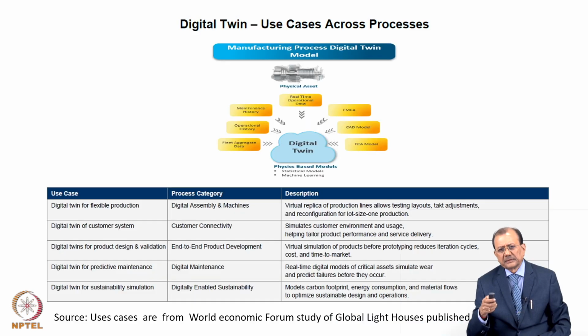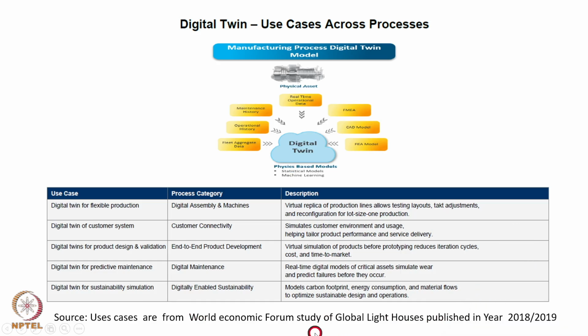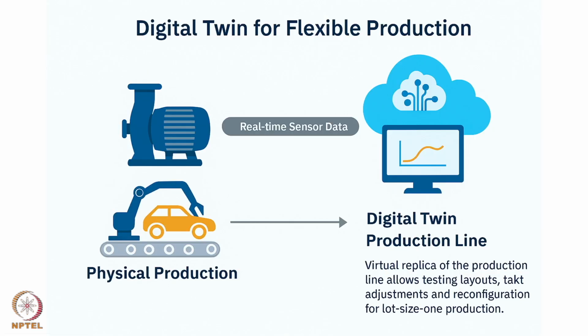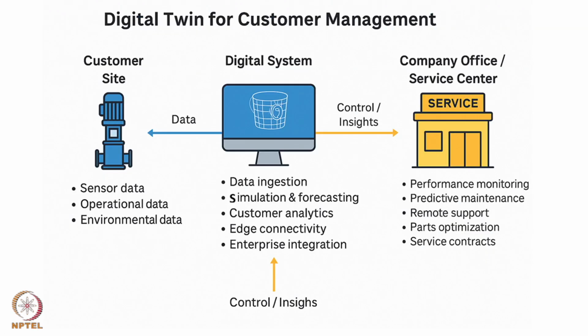In this slide, I am showing some of the use cases of digital twin, which have been curated or identified from the studies the World Economic Forum has done of global lighthouses, which we discussed in the third week itself. So digital twins are being used for use cases like flexible production, customer system, product design validation, predictive maintenance, and sustainability simulation. I would like to take the case of customer system and we will discuss that in detail. This is the first use case and how it looks. Now I'll come to the customer system.